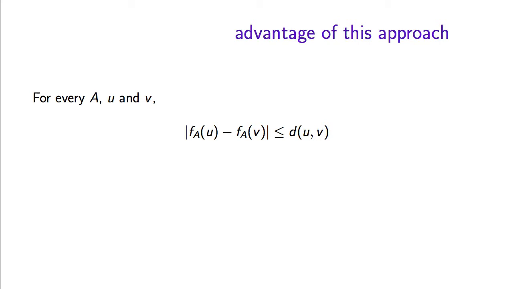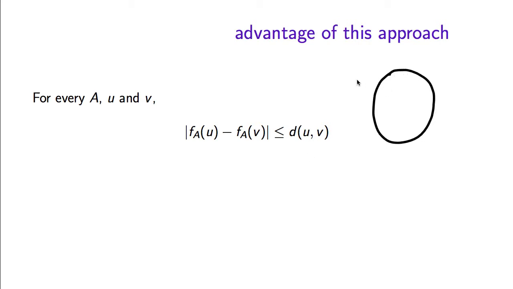Now, why do we prove it by using Frechet embeddings? There is a big advantage of mappings that use Frechet embeddings, which is that automatically, no matter how you choose the set A, this difference fA(u) minus fA(v) will be at most the distance between u and v. And that's easy to see.